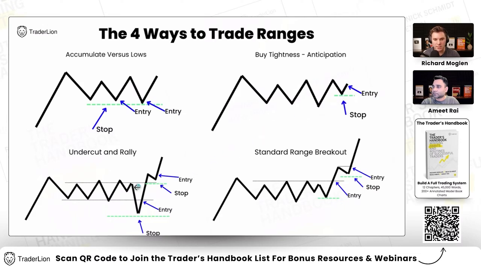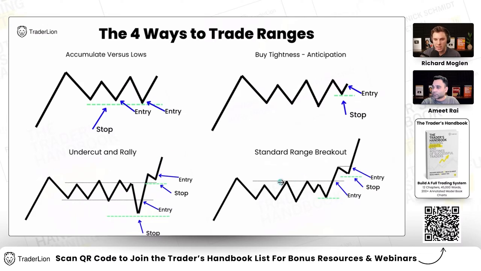The third way is my favorite, an undercut and rally, where there's a mature range of a few days. Then we get maybe a gap down in the market or just a big shakeout below the low of that range, and we rally back through that level. It's like that key level reclaim, but on a much smaller time frame. And you can enter versus as we reclaim that level, and even add on as we actually break out through that range.